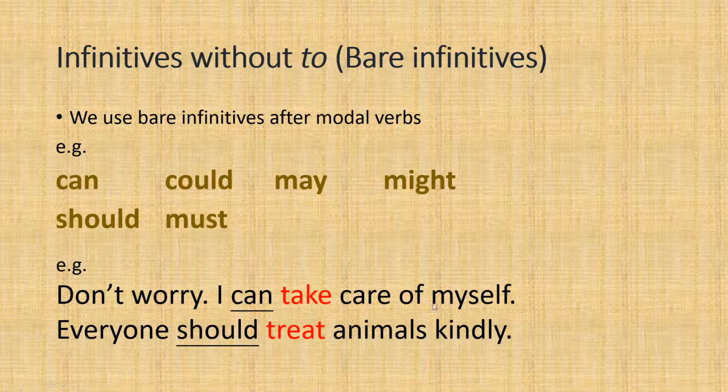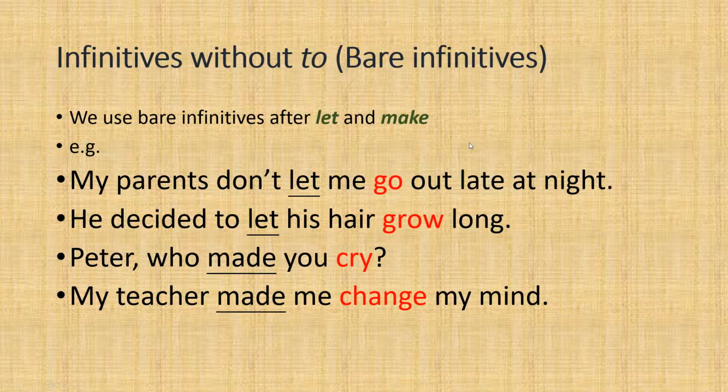This is totally wrong. The next example, everyone should treat animals kindly. Should treat. Alright, no change. Go back to the basic form of the verb. In that case, sometimes we need to use bare infinitives after these two main verbs, let and make. Alright. Examples: my parents don't let me go out late at night. Alright, you can see the main verb here, let. After the main verb let, no change. You never say let me going or let me to go.